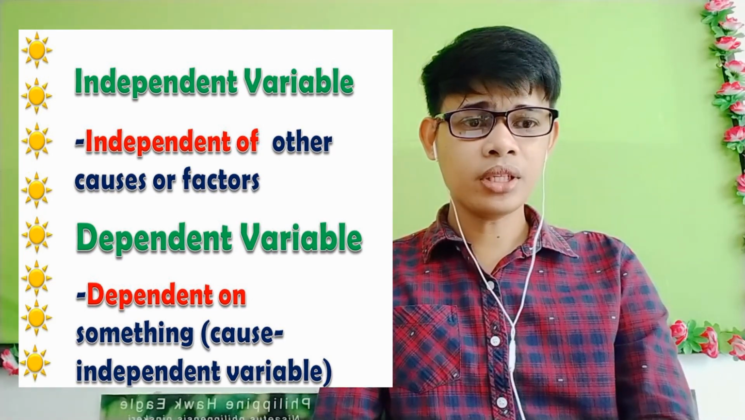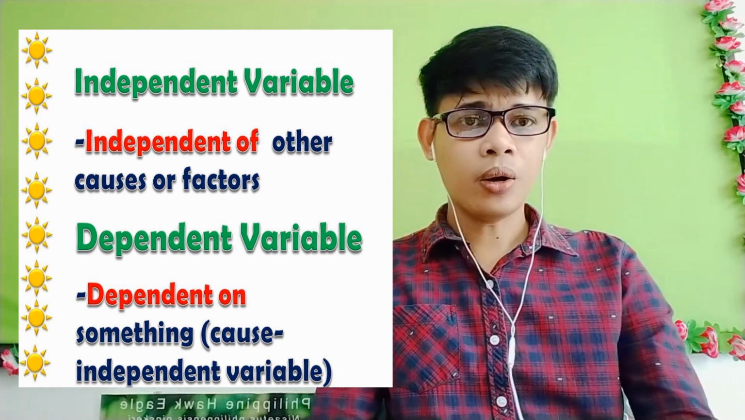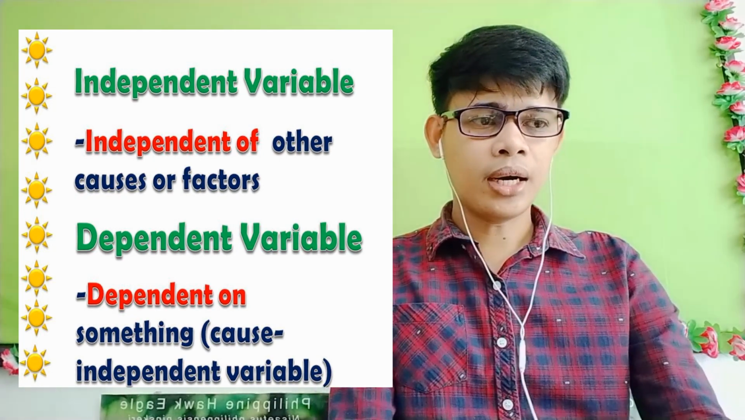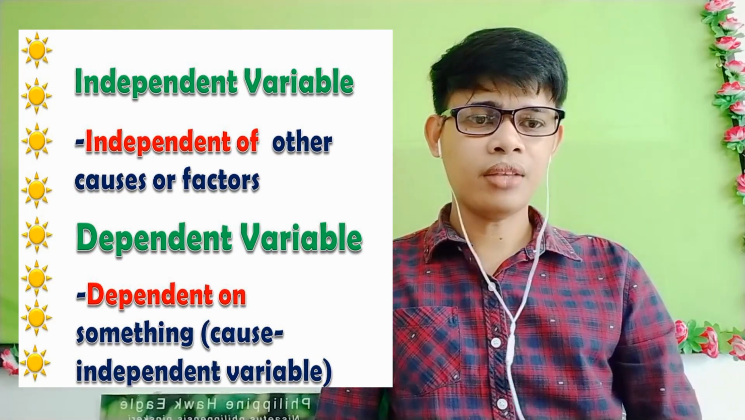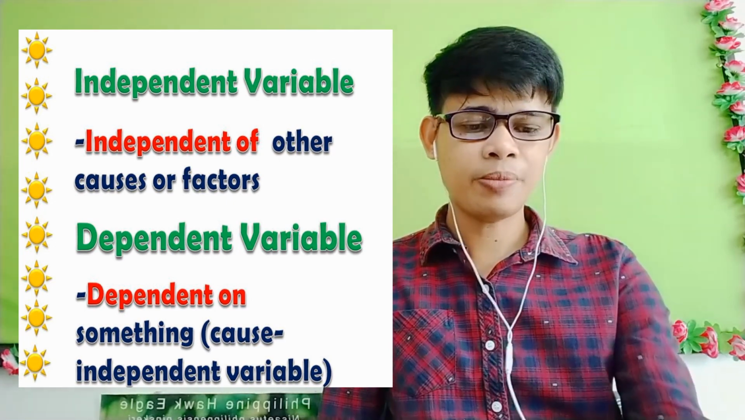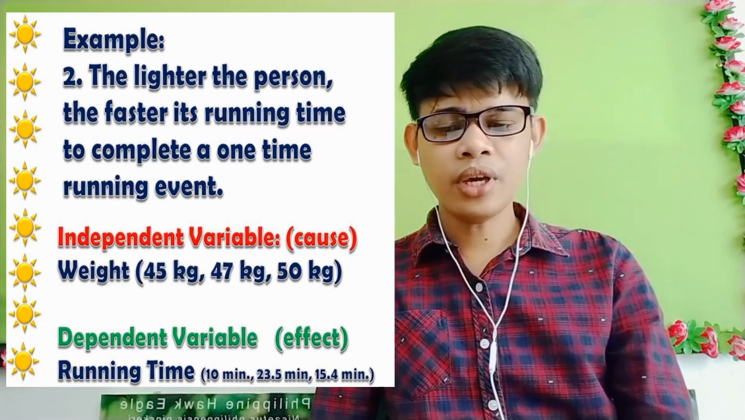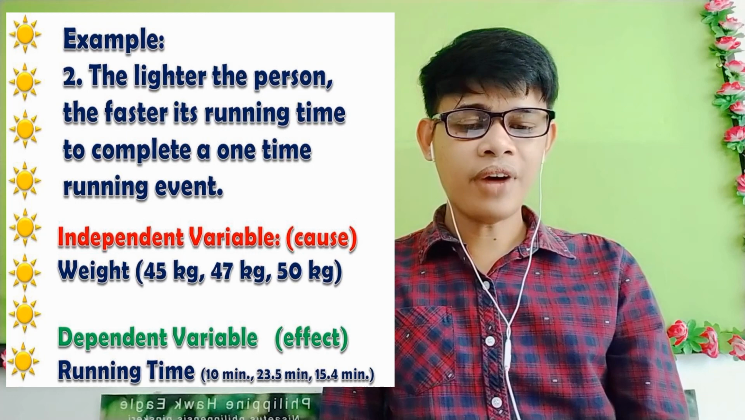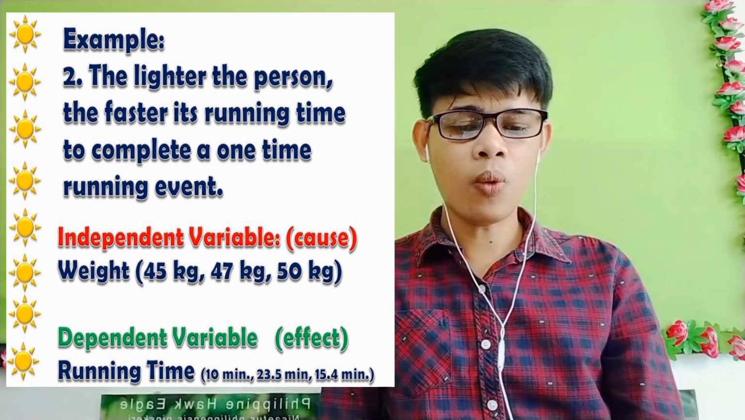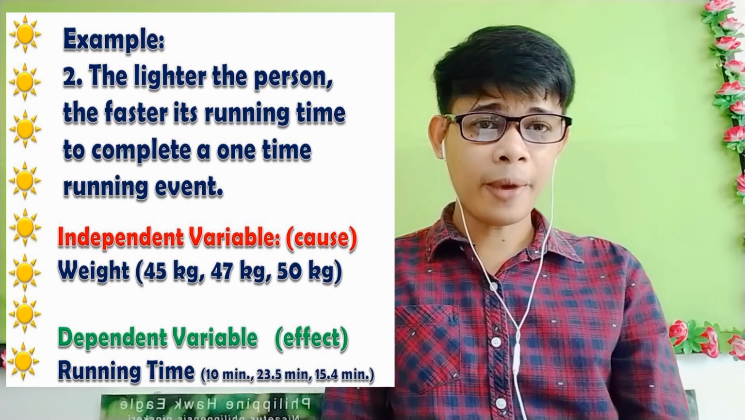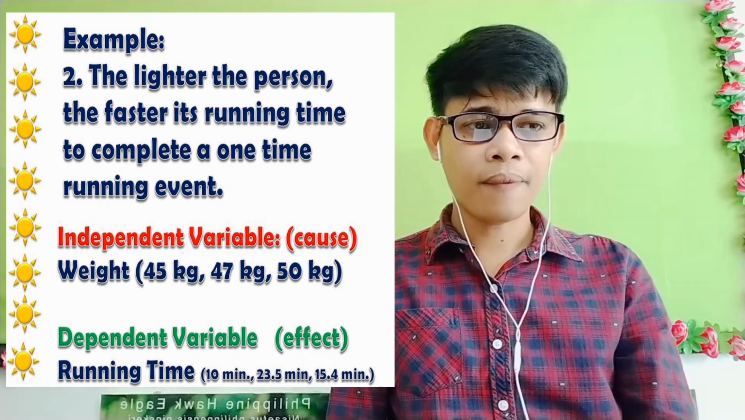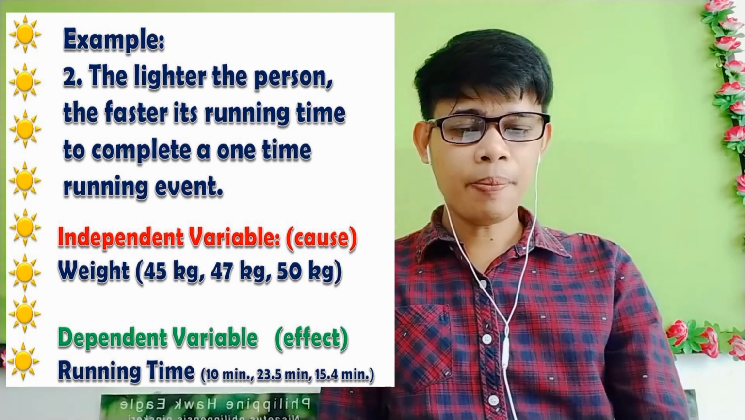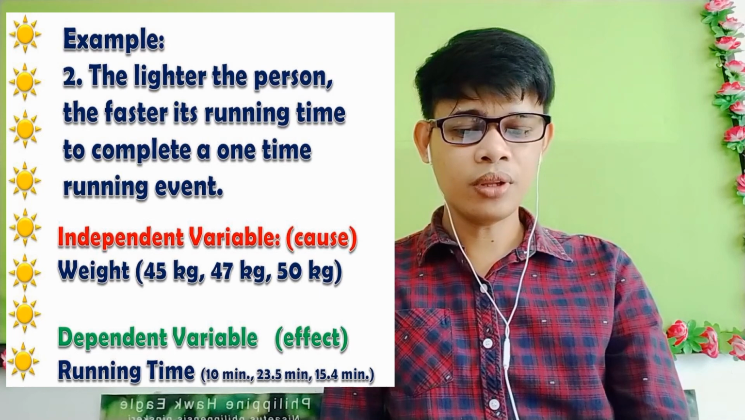But later, I will also provide an example on how to find out or determine the independent variable from the dependent variable in a non-experimental research. Okay, so we have here example number 2. The lighter the person, the faster its running time to complete a one-time running event. So maybe this is now the conclusion of a certain research undertaking. So we have here our independent variable, which is the cause, will be your weight.